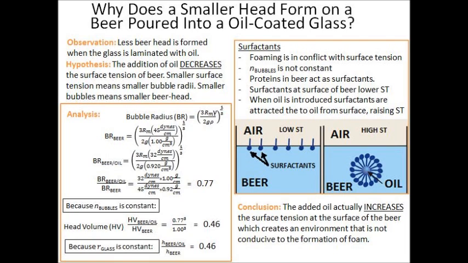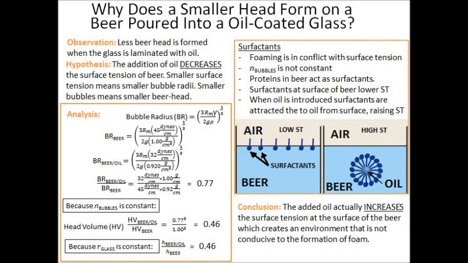After observing this phenomenon, we came to our hypothesis that the oil must affect the surface tension of the beer. We believe that the oil decreases the surface tension. We know the smaller surface tension means smaller bubble radii, thus producing a smaller beer head. We conducted the research to see if oil does indeed affect the surface tension in the way that we had thought, or to find out if maybe something else is involved.